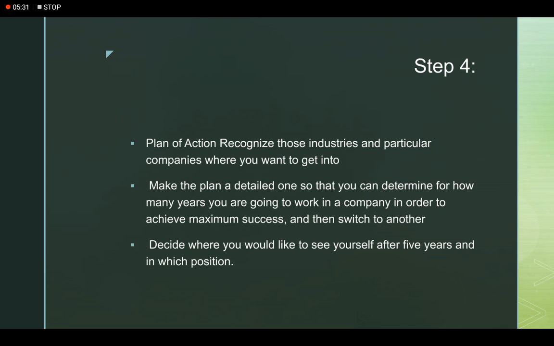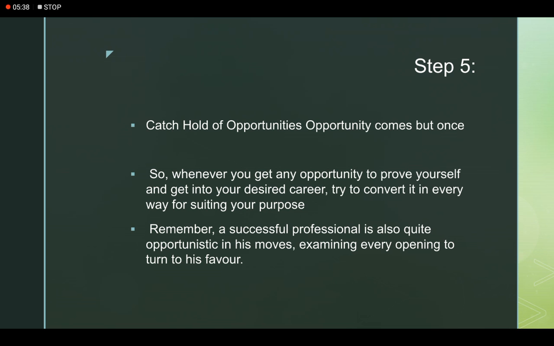Decide where you'd like to see yourself after 5 years and in which position. Catch hold of opportunities. Opportunity comes but once. It's not that opportunities will be available for you all the time. Whenever you decide to get into a new job, don't think that there will be plenty of opportunities. So grab the opportunity when it comes, thinking that this will be your last opportunity.